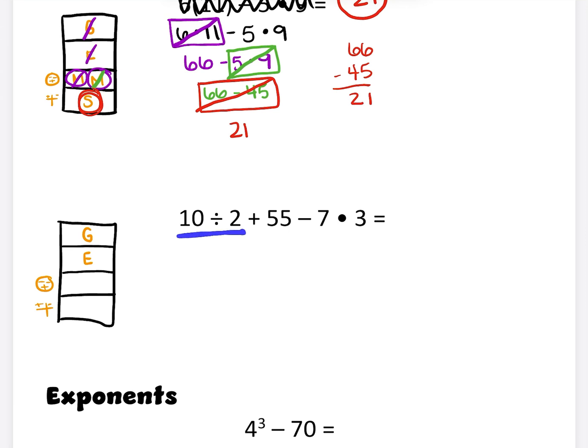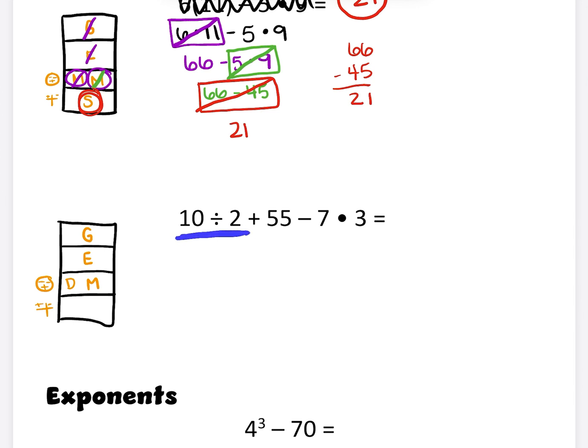So, do I have multiplying or dividing? First off, I see dividing. So this time I am going to write a D for division because right here I have division first. Do I have any other multiplying or dividing? Yes, I do back here. So I am going to write an M for multiplying.